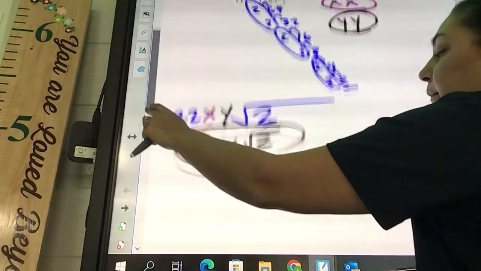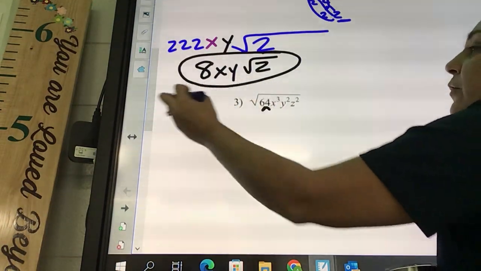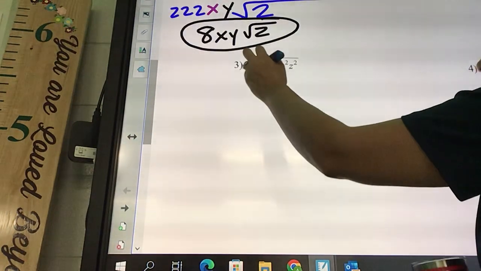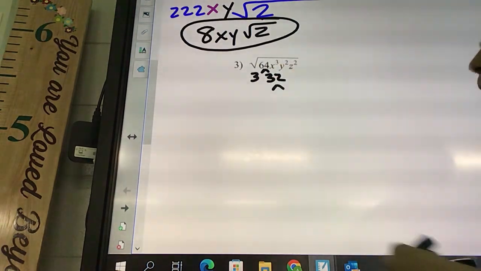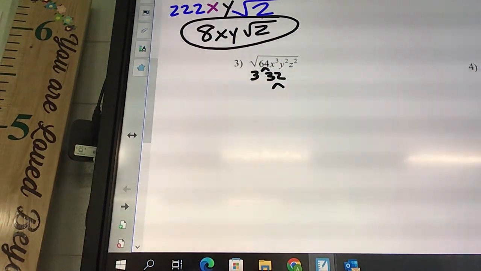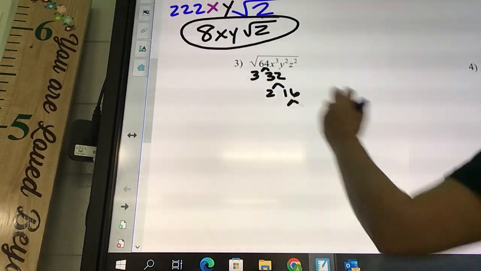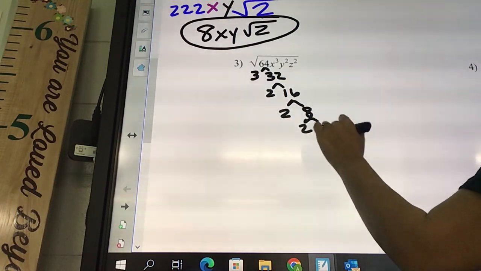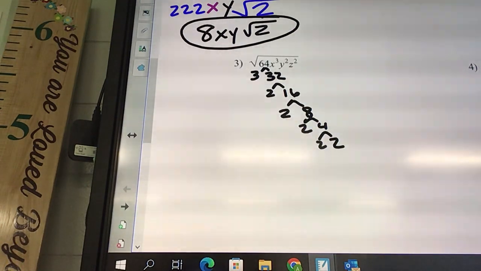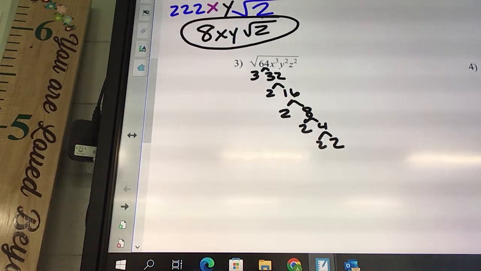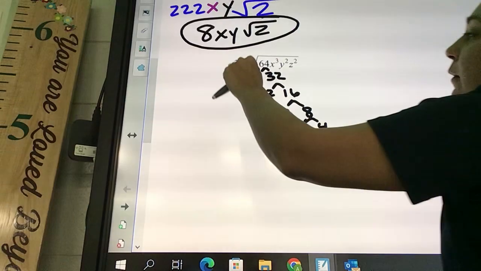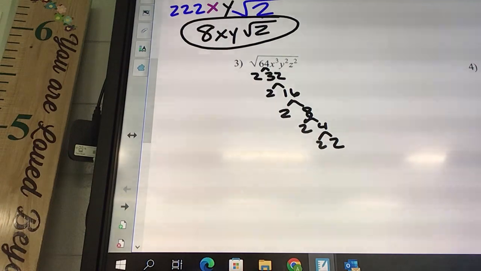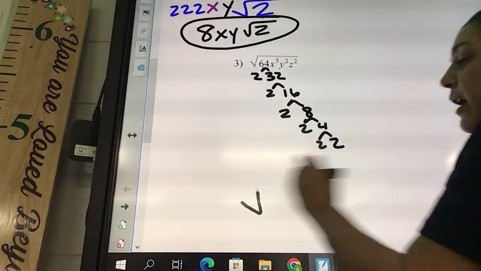Case 3. What are some factors of 64? 2 and 32. What else? 2 and 16. Oh, shoot. What's wrong with mine? Something's wrong up here. What is it? Yeah, it should be a 2 right there. Okay, so 2 and 32. Okay, and then we're going to go ahead and drop our radical.